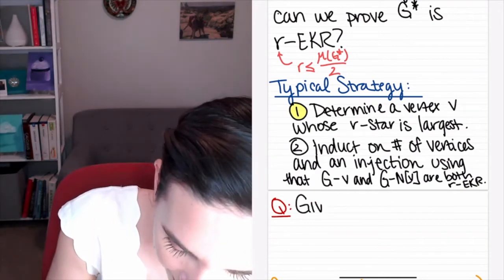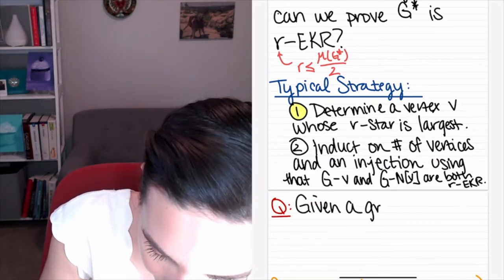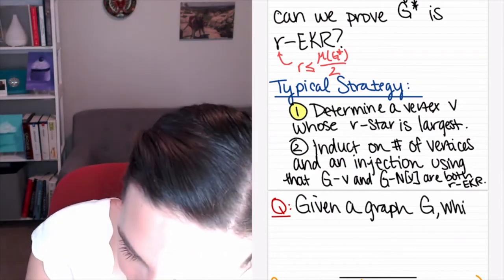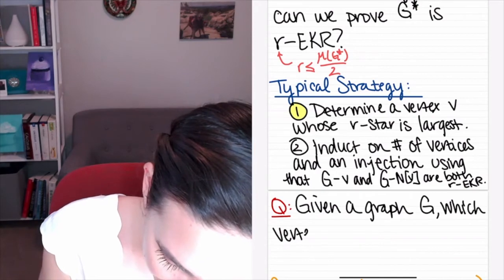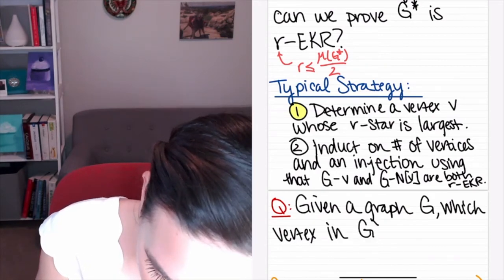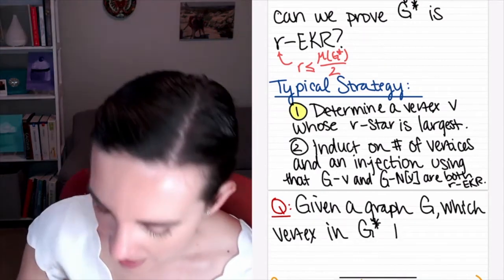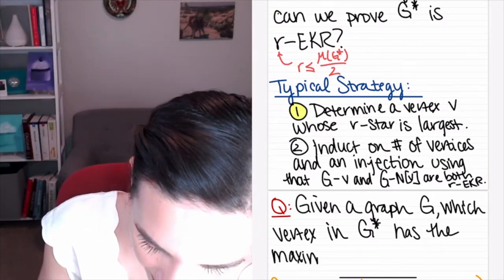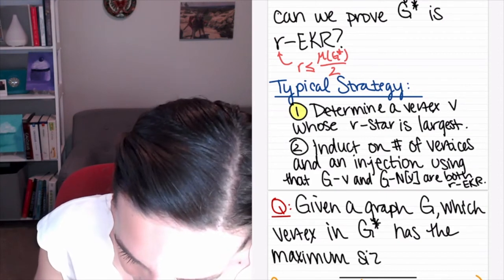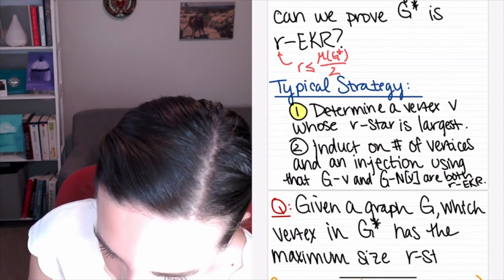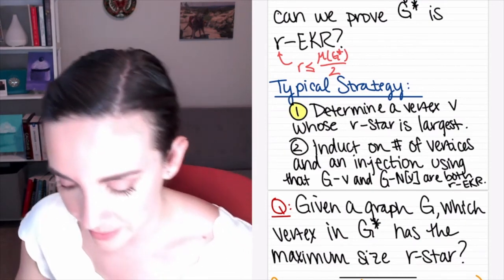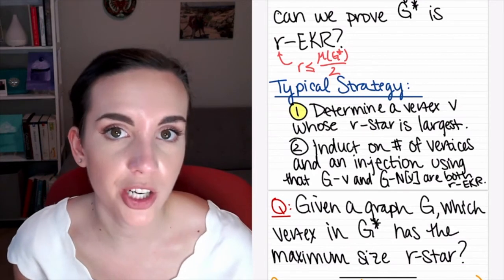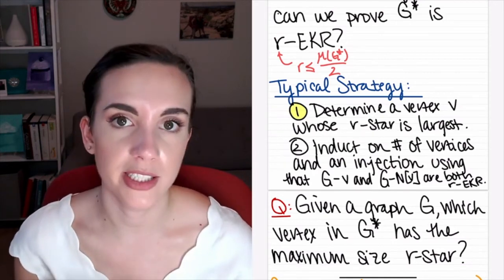So given a graph, G, which vertex in its pendant graph, G star, has the maximum size R star, right? And so that may depend on R, right? And again, we're restricting R to be no larger than half the number of vertices in G.